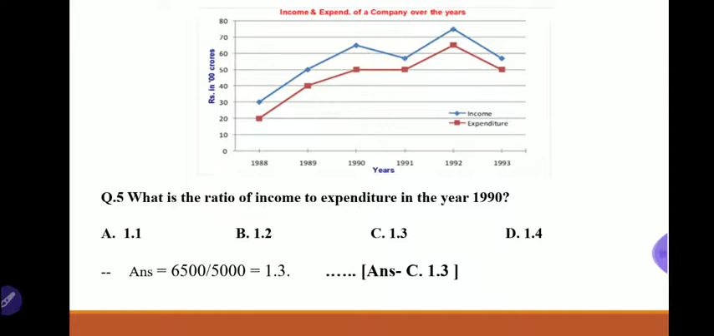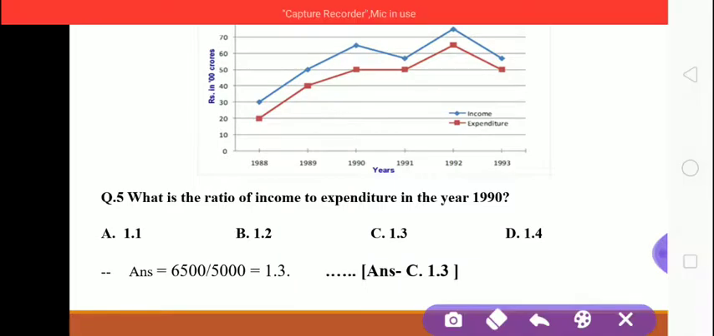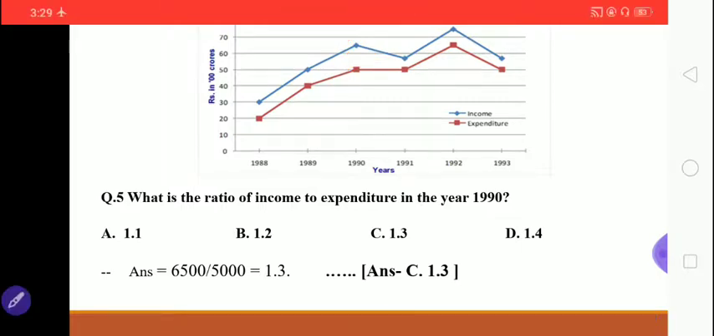Next question: what is the ratio of income to expenditure in the year 1990? The ratio of income and expenditure in 1990 is asked. Simple question. In 1990, what is the income? Income is nearly 6500 crores and expenditure is 5500 crores. So you will get this ratio as 1.3. So option C will be correct for this. So these are the 5 questions based on this simple line graph.